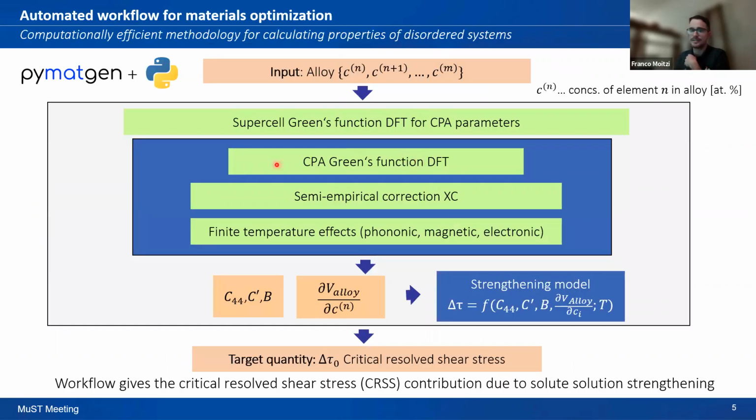So here you can see an overview of the workflow. The input is just an alloy with a certain composition of its components. My alloy calculator is a Green's function DFT method where we employ some semi-empirical corrections to the exchange correlation functional. We also include finite temperature effects, and we also use supercell Green's function calculations to improve some parameters for the CPA. This is mostly done to ensure an accurate prediction of the equilibrium volumes.